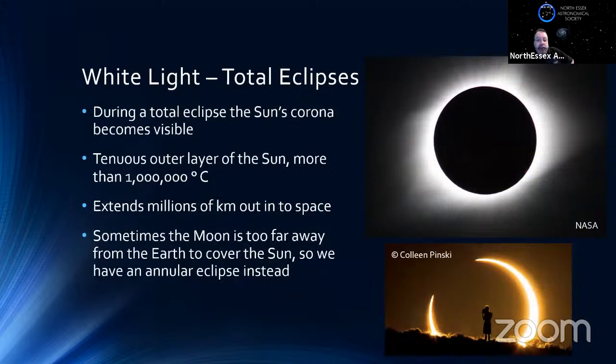As we said, during the total eclipse, that's the only time you can normally see the sun's corona, which is what we see here. The tenuous outer layers of the sun extending millions of kilometers into space.